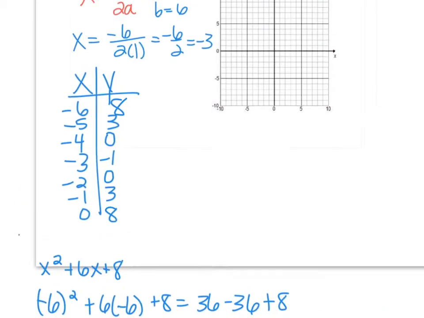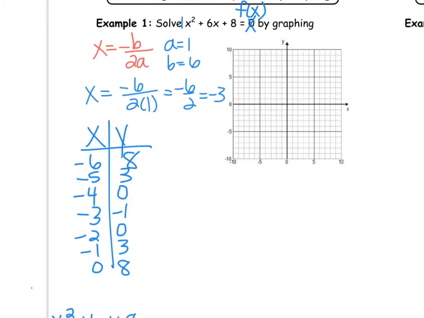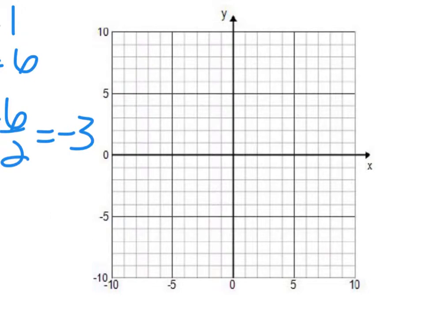So now let's graph these points. First point is negative 3, negative 1, so we're right here. And then we have negative 4, 0, and negative 2, 0. Negative 1, 3, and negative 5, 3. And then 0, 8, and negative 6, 8.